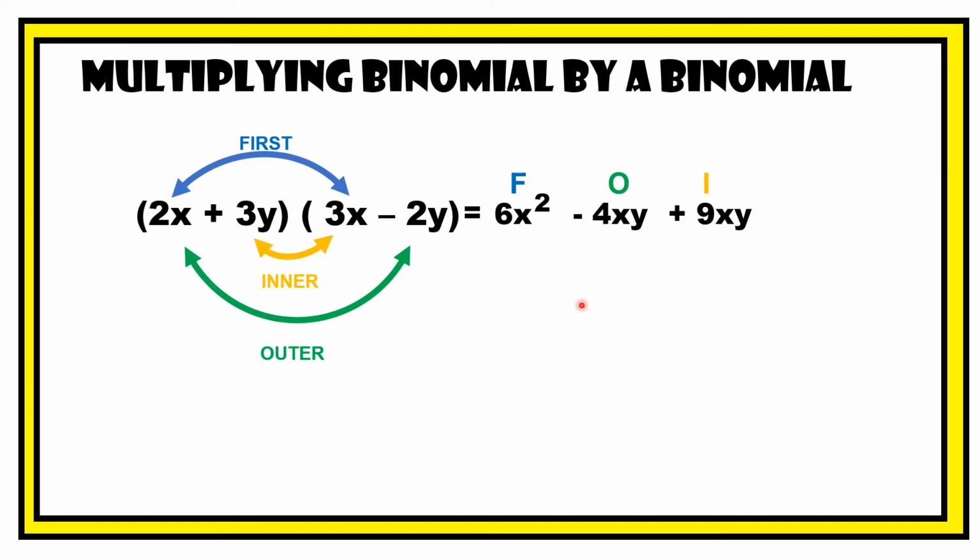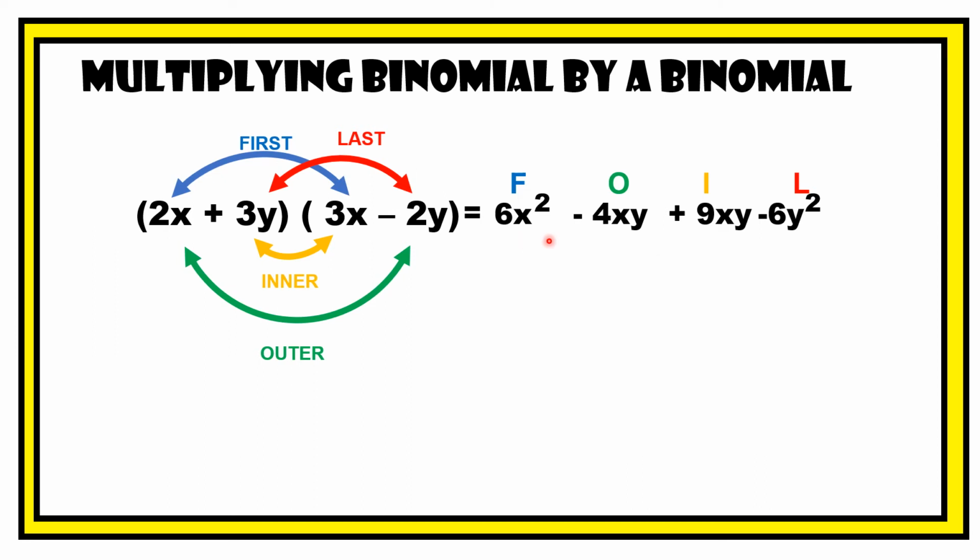Then, yung last term natin. Ang last term ay 3y at negative 2y. So, multiply natin to. We have negative 6y squared. So, this is not yet the final answer kasi meron tayong similar terms. So, what we will do is combine natin yung similar terms natin.